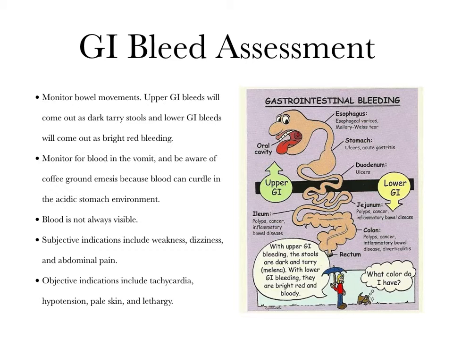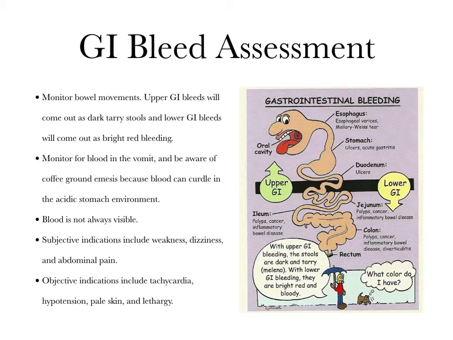You're going to monitor for blood in the vomit as well. And you're going to look also for coffee ground texture because that can be blood as well, just dried. Same as with the bowel movement. This is especially common if the patient's experiencing a stomach ulcer from vomiting.